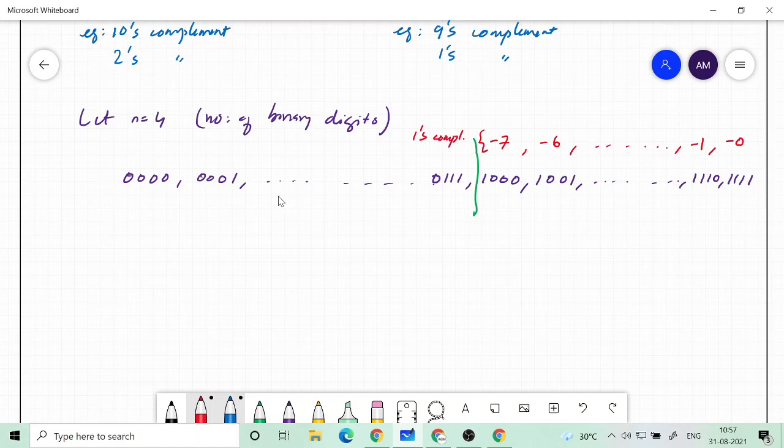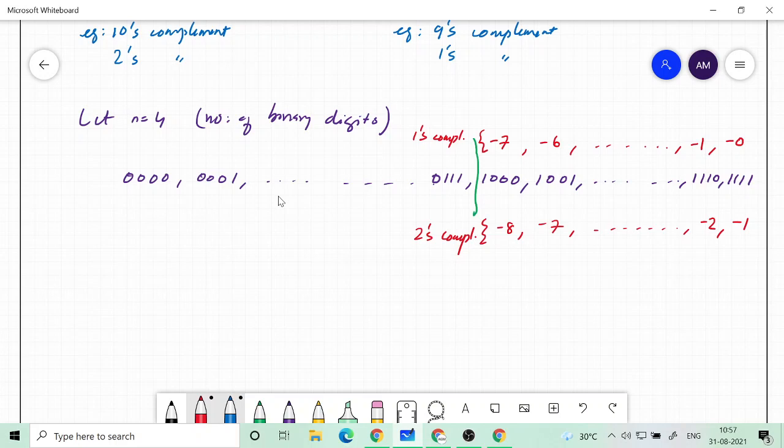1's complement. And now what about 2's complement? It will be minus 8, minus 7. It goes like this. You have minus 2, minus 1. Okay, same idea. So I think it is not difficult for you to see right now how the mapping is.